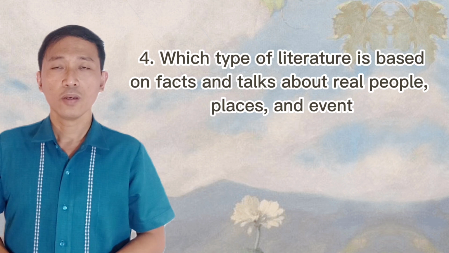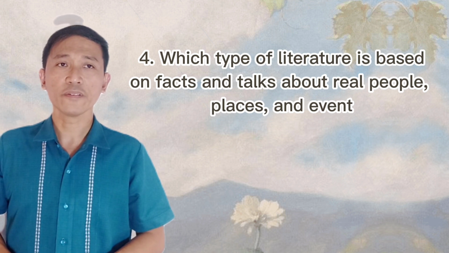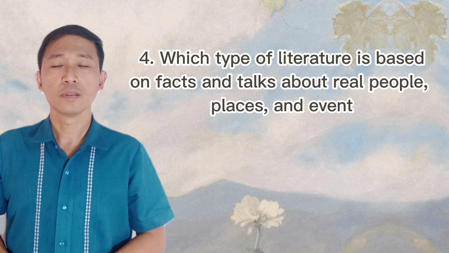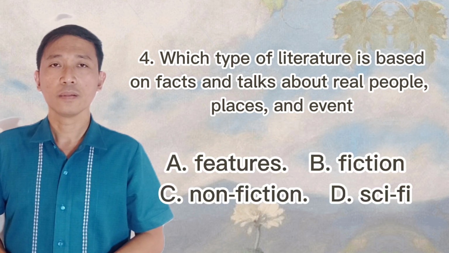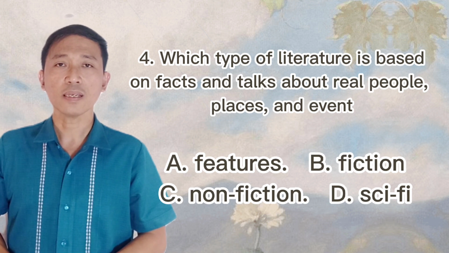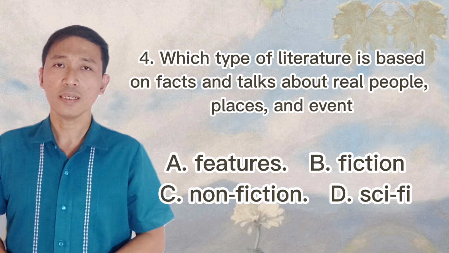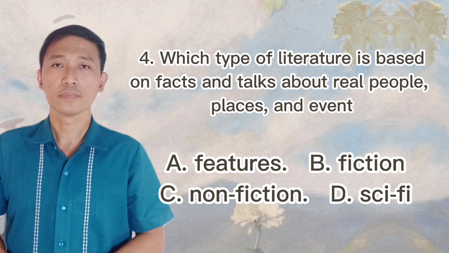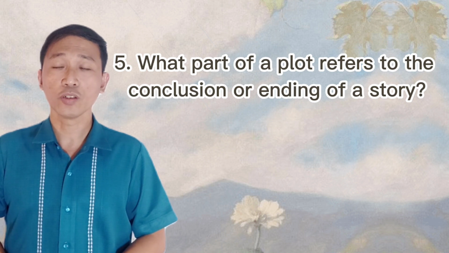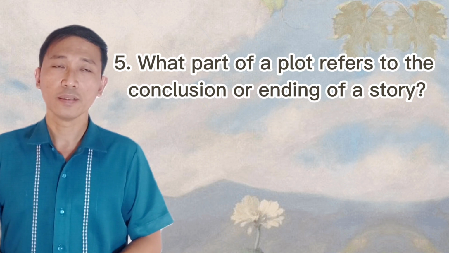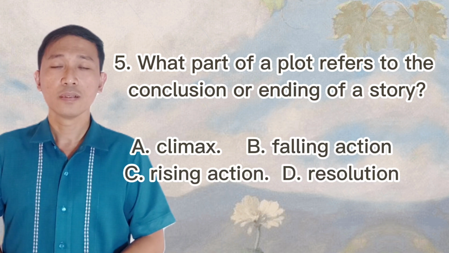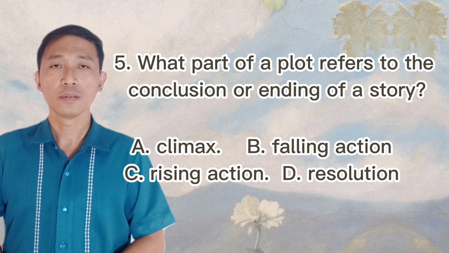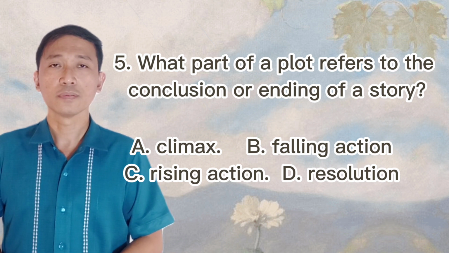Number 4. Which type of literature is based on facts and talks about real people, places, and events? A. Features. B. Fiction. C. Non-fiction. D. Sci-fi. Number 5. What part of a plot refers to the conclusion or ending of a story? A. Climax. B. Falling action. C. Rising action. D. Resolution.